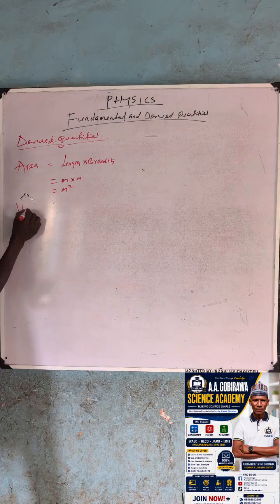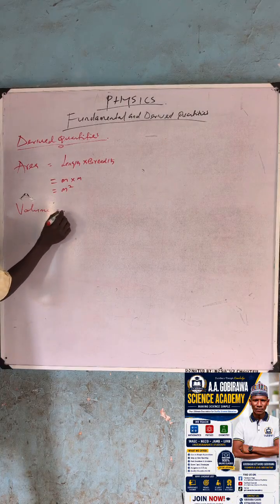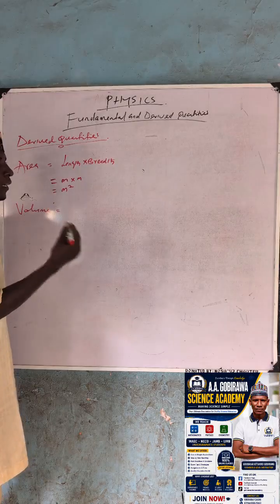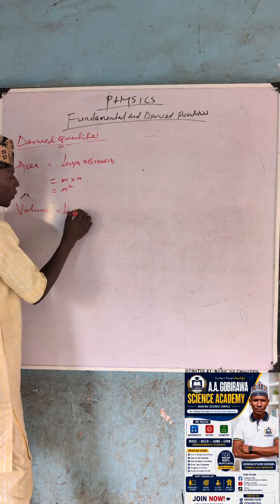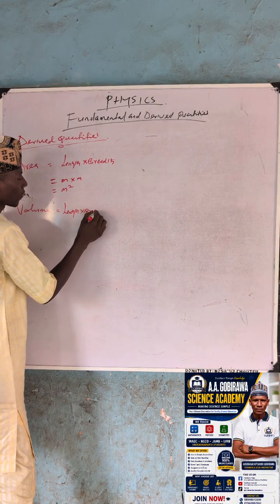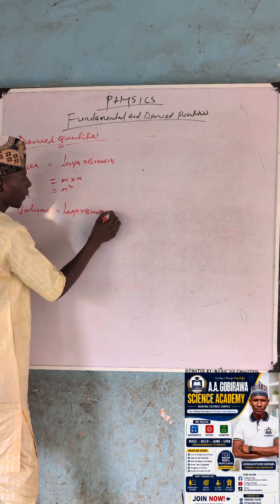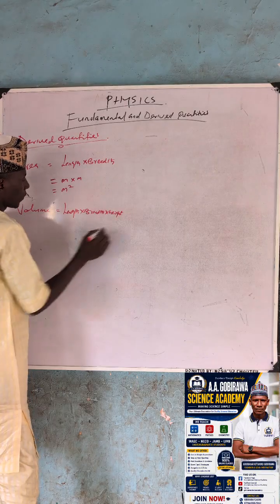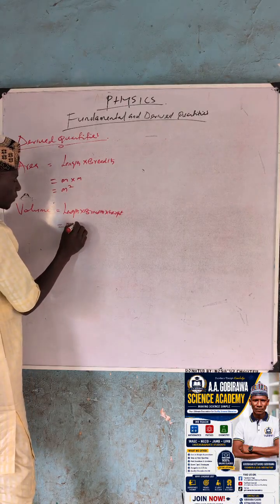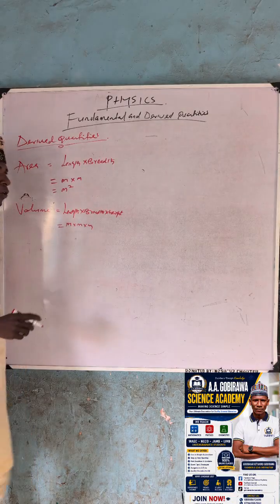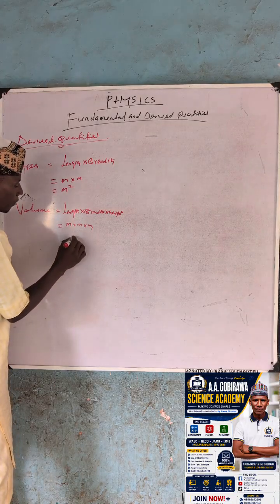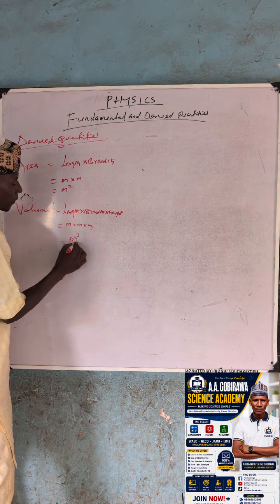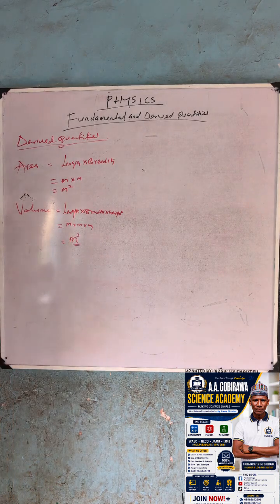Then we have volume, which is the product of area and height, or length times breadth times height, which is equal to meter times meter times meter. From the law of indices, we take the one base and add the powers: m to the power 1 plus 1 plus 1, m to the power 3. Right? That is called volume.